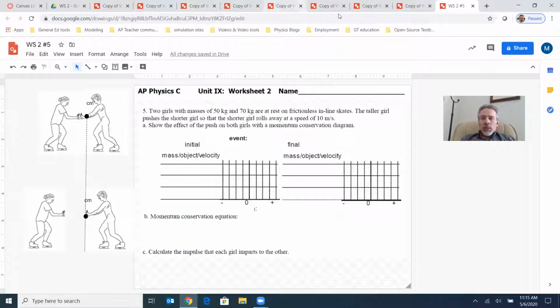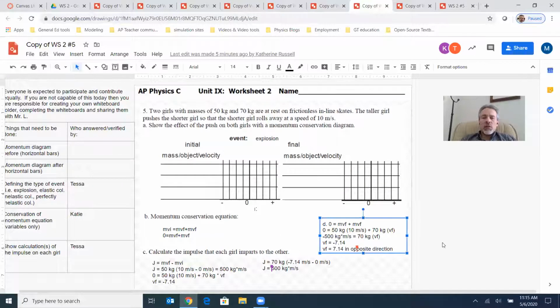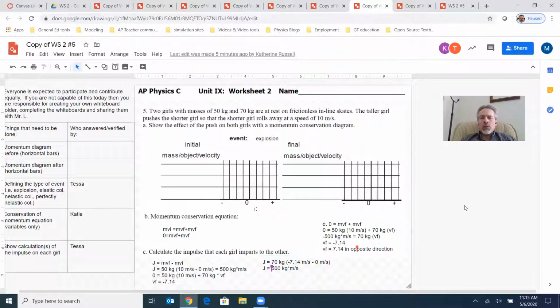So anyway, let me just kind of pick a group here. Let's see what you found. Okay, so they went ahead and wrote their conservation of momentum equation. In fact, they went ahead and found the speed of the more massive girl, 7.14, which is less than 50. That makes sense. And they found the impulse. The impulse was 500 kilograms times meters per second, or 500 newton seconds. Either one, it's fine. Any questions on that problem?